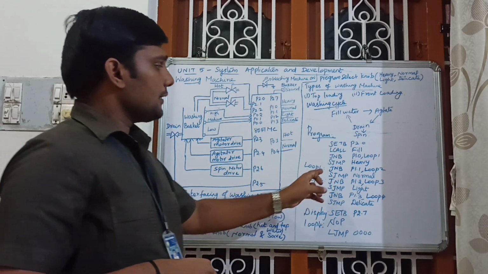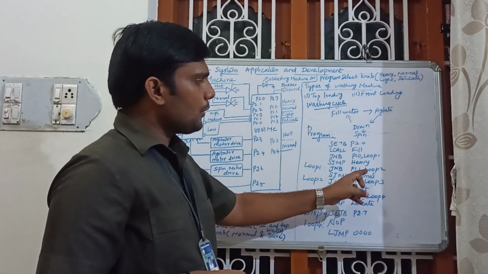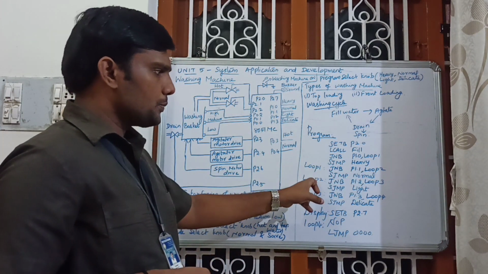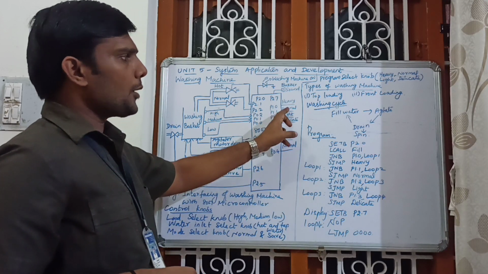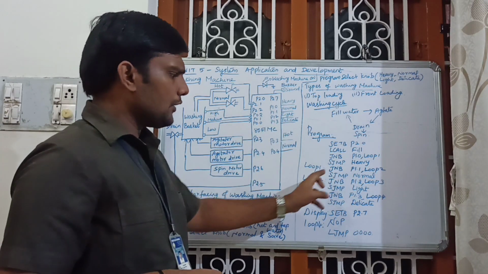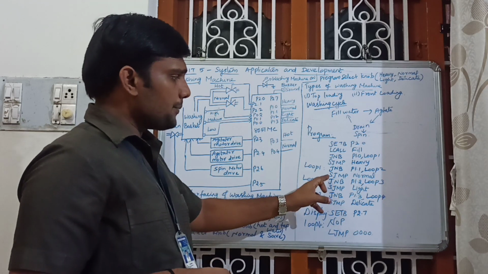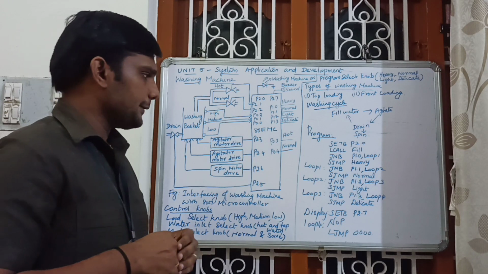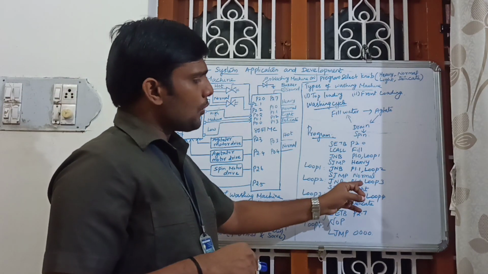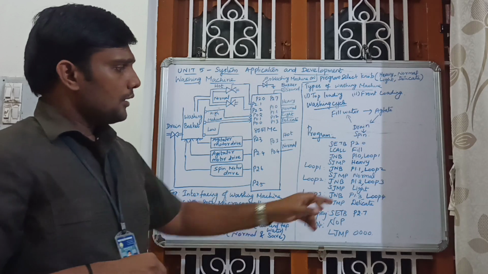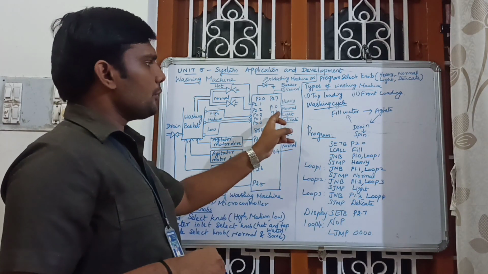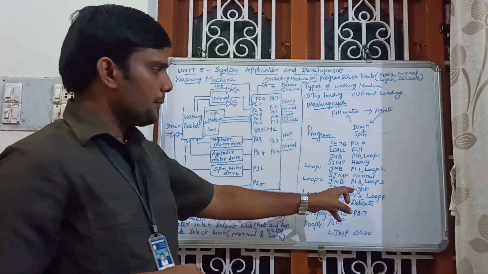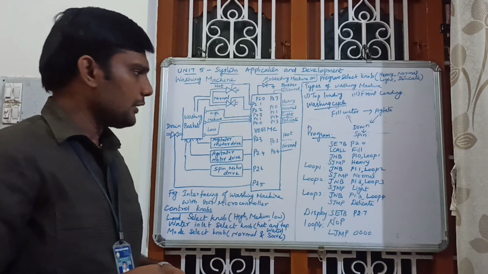Then JNB P1.1, LOOP2. Jump if the bit is not set, control will be transferred to LOOP2. Which bit? P1.1, normal. If normal is not selected, control will be transferred to the next loop. If it is selected, SJMP NORMAL, the normal subroutine will be called and the corresponding routine executed. Next, JNB P1.2, LOOP3. If P1.2 is not set, control will be transferred to LOOP3. Otherwise SJMP LIGHT, the light subroutine will be called and the corresponding routine executed.